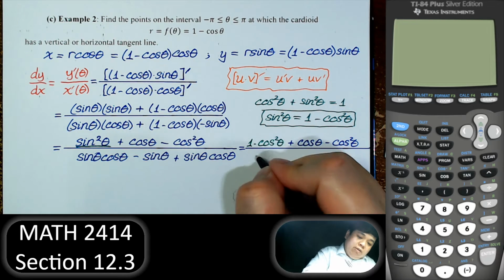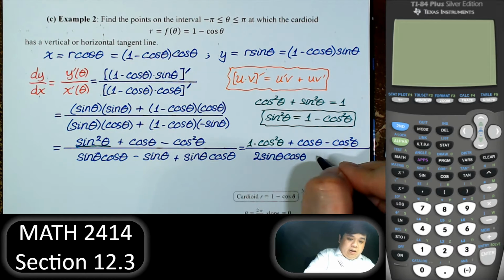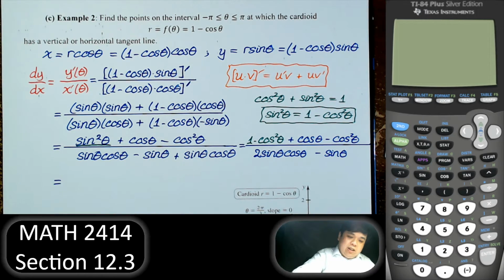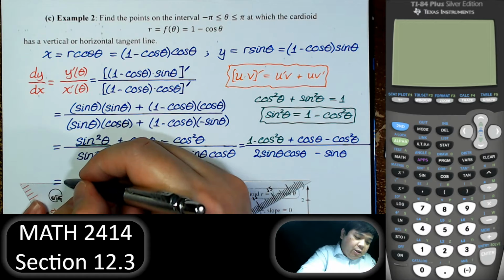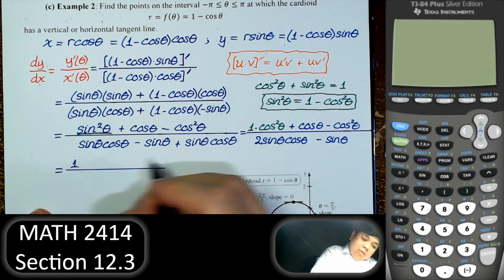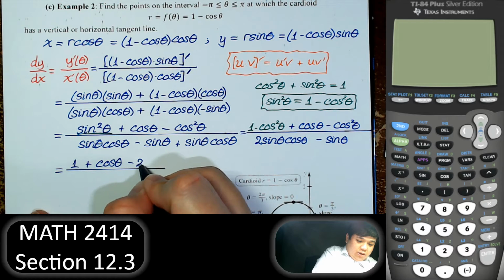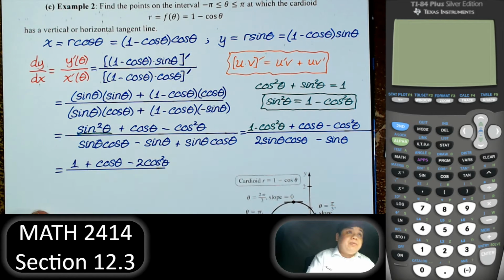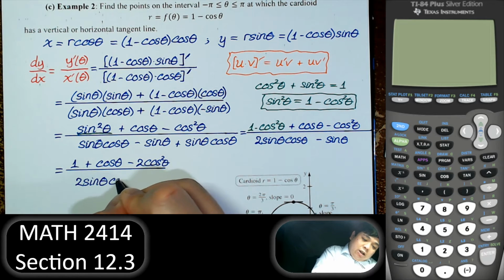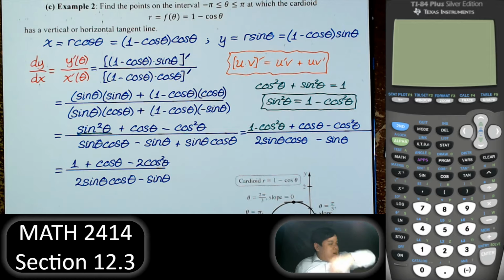Combine like terms gives us 2 sine theta cosine theta minus sine theta. Right. And then so we just have 1 plus cosine theta minus 2 cosine square. And the bottom we have 2 sine theta cosine theta minus sine theta. Right. So that is the derivative.